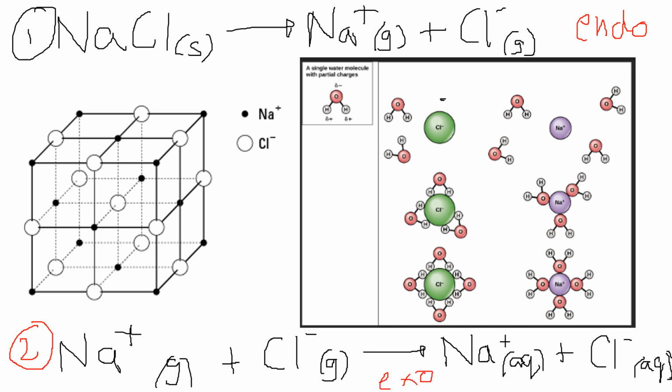And basically, you take the values for the endothermic step and the values for the exothermic step and decide which one's bigger. So if the exothermic step is bigger than the endothermic step, then the ionic compound dissolves in water. And if the exothermic number is smaller than the endothermic number, then the compound won't dissolve in water. But it's easier to look at some examples with that.